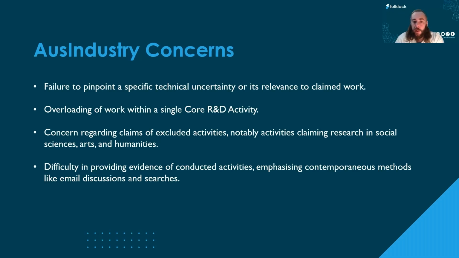They are also looking a little bit more into an area that we identified a year or more ago, where there's a real misunderstanding around social sciences, arts and humanities being an excluded core R&D activity, and how that interacts with some of the new areas where tech is heading, particularly around AI and machine learning. And they, again, highlighted that companies often had difficulty in proving what they've done.